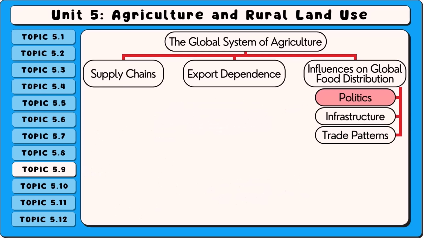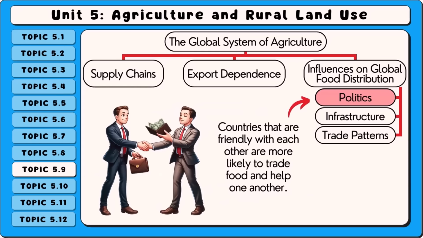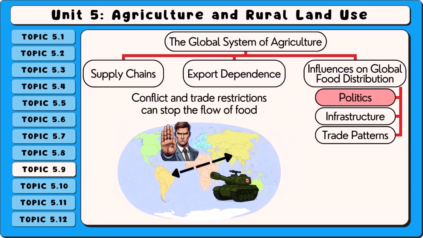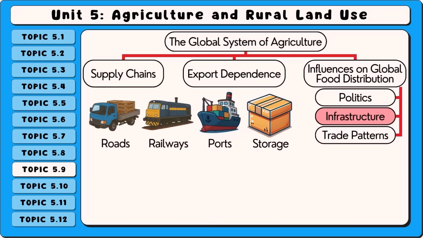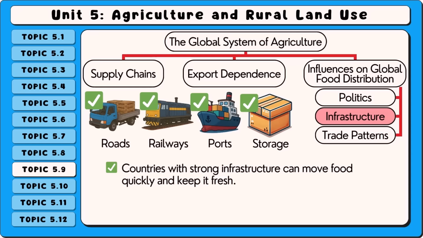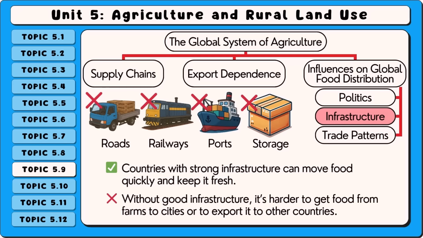The first factor is political relationships. Countries that are friendly with each other are more likely to trade food and help one another. But if two countries are in conflict or have placed trade restrictions on each other, that can stop the flow of food. The second factor is infrastructure. This means the physical systems that help move food, like roads, railways, ports, and storage buildings. Countries with strong infrastructure can move food quickly and keep it fresh. Without good infrastructure, it's harder to get food from farms to cities or to export it to other countries.